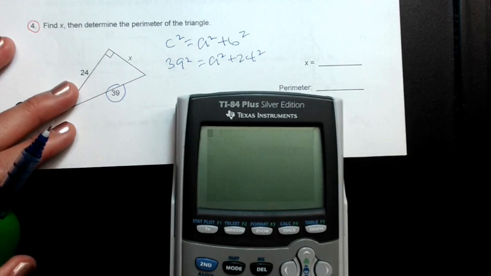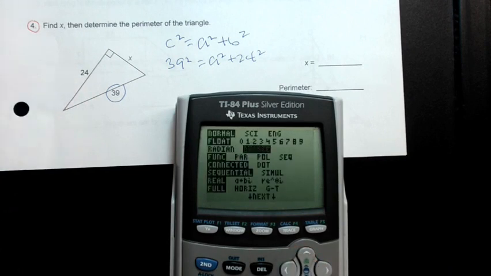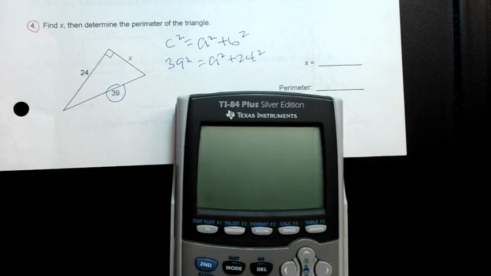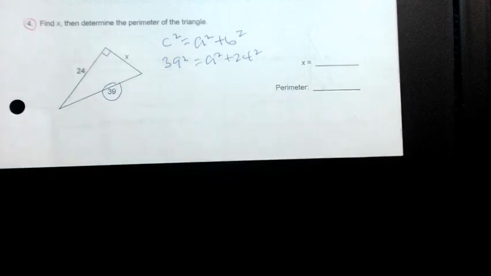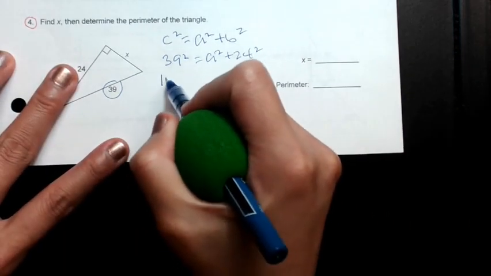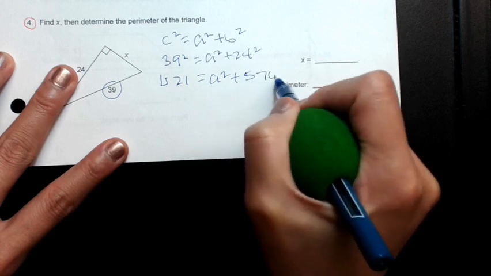Everybody get your calculators. And make sure your mode is in degree mode. If you read the board when you walk in, it says calculator, yes. So I'm going to put in 39 squared. Also put in 24 squared. So I get 1521 is equal to a squared plus 576.